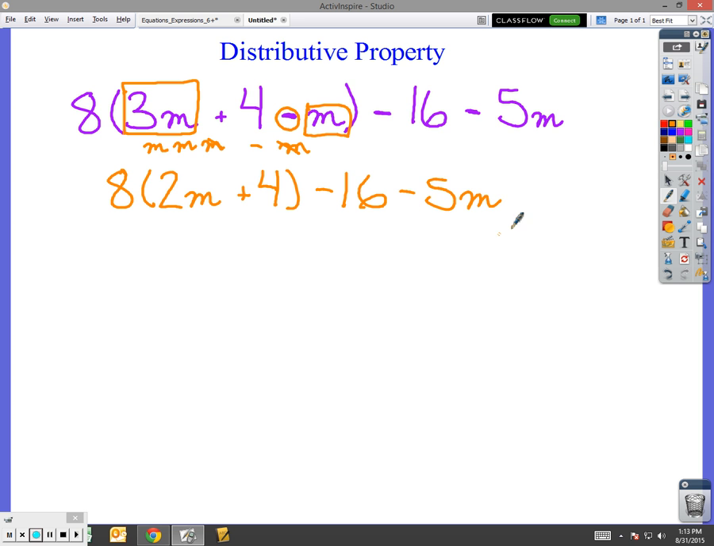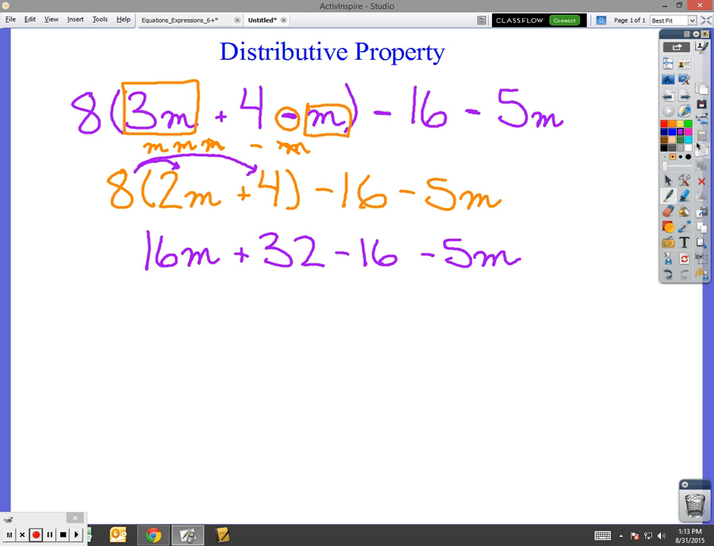Okay, cannot combine these two terms. I'm going to work here with the distributive property. Continue to use that distributive property. So I go 8 times 2 and 8 times 4. So 8 times 2m gives me 16m. Plus 8 times 4 is 32. And now I bring down what I did not use, minus 16 minus 5m.